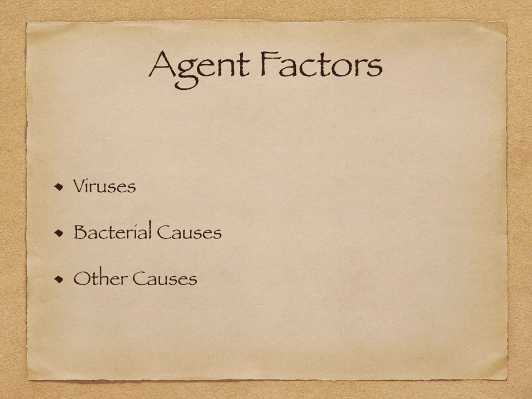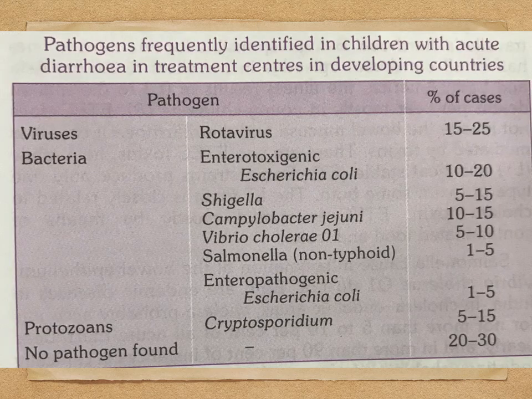In the developed countries, the causes of diarrhea may slightly be different. Diarrhea in the newborn is unusual and may be due to inborn errors of metabolism, such as congenital enzyme deficiencies, and it may also be associated with severe infections like septicemia or necrotizing enterocolitis. You can see in this slide pathogens frequently identified in children with acute diarrhea in treatment centers in developing countries. I've already highlighted these in the previous slides.